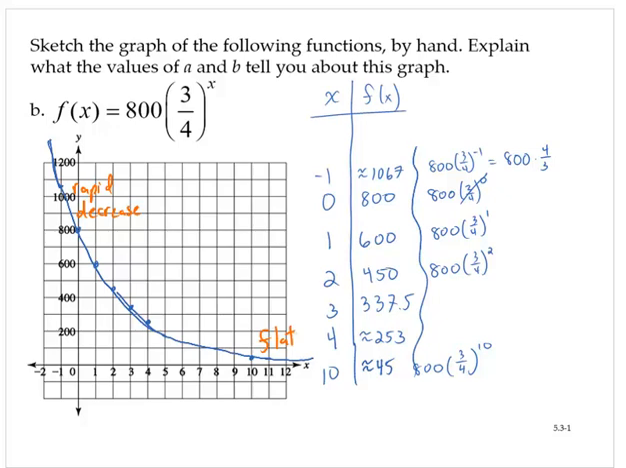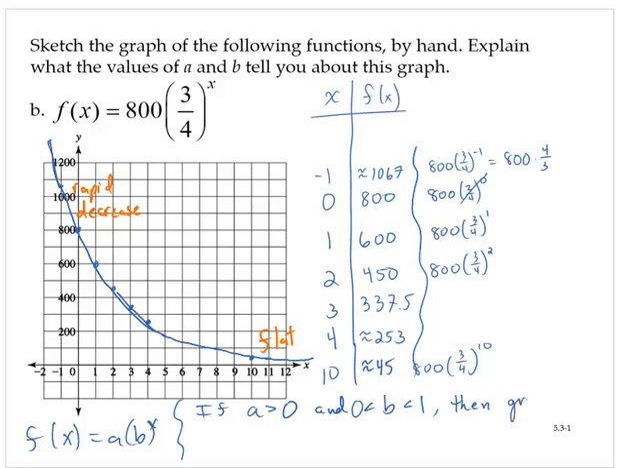Now again, it asks us, explain what the values of a and b tell us about the graph. And again, it's referring to the general form f of x is equal to a times b to the x. All right, so here's what we know. If a is positive and b is between 0 and 1, then the graph is above the x-axis and decreasing.